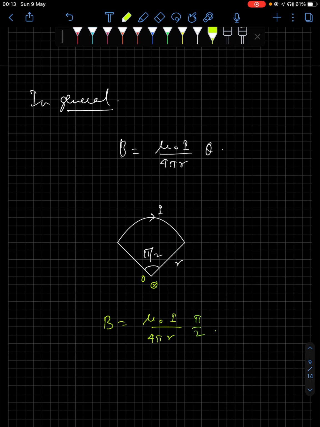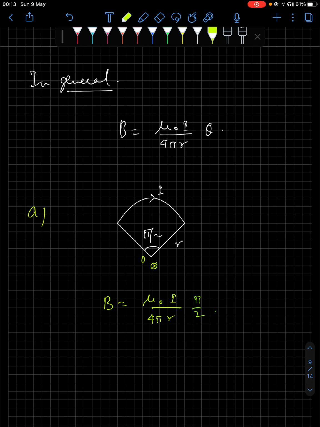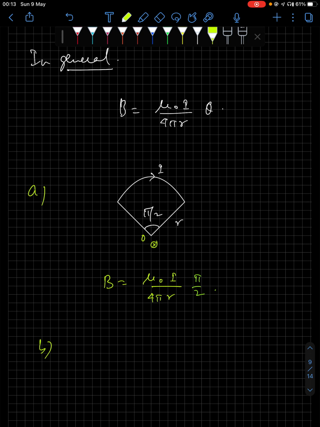We can have one more situation. This is case A. Say case B, say you have a semicircle.